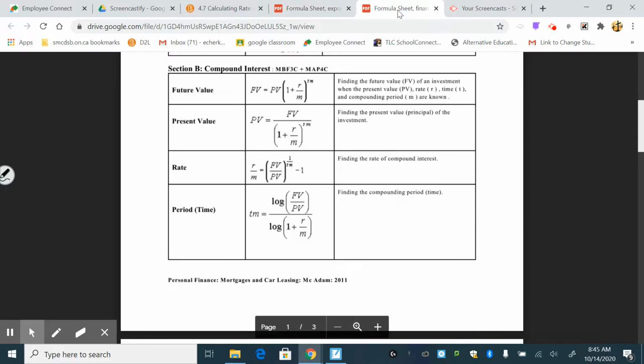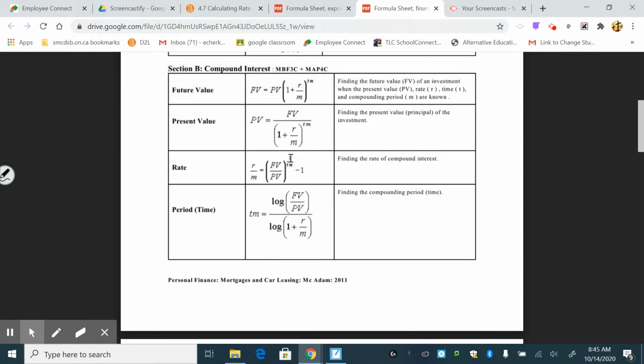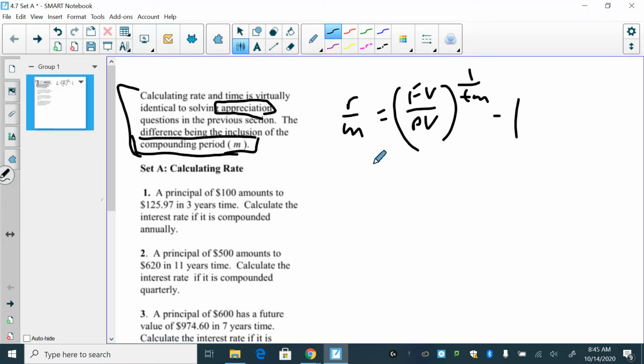All we've done, if you go into the compound interest, go to the rate part, you'll see this part's the same. 1 over t minus 1, that was all there in appreciation. All we've done is added the little m here and here. So that's all we've done. Okay, so I've rewritten the formula here, and that's what we're working with. So we'll do number one.